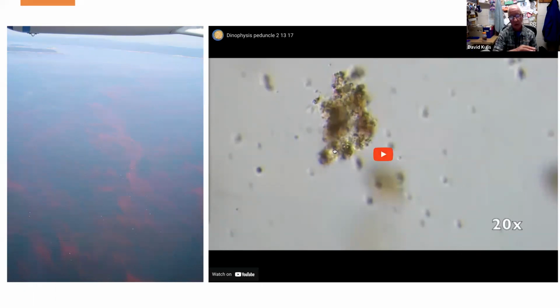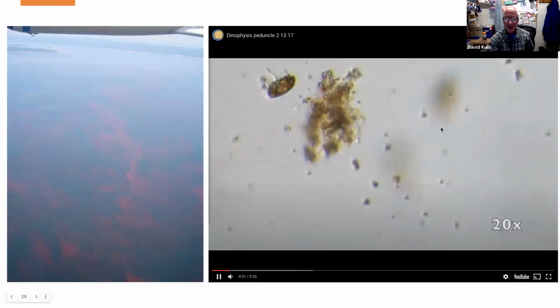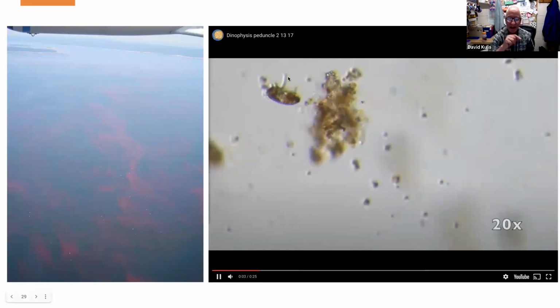So if you are seeing dense blooms of the ciliate, this pink water, you might want to try and grab some water samples and see whether or not Dinophysis might be co-occurring with the ciliate. And if we can snap on this video, there's a Dinophysis cell with a peduncle in the upper left-hand corner. And you'll see the peduncle right there.